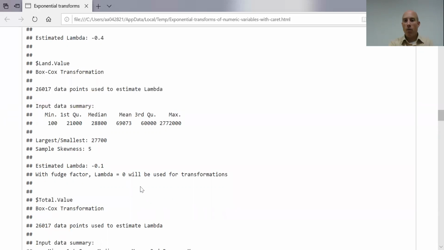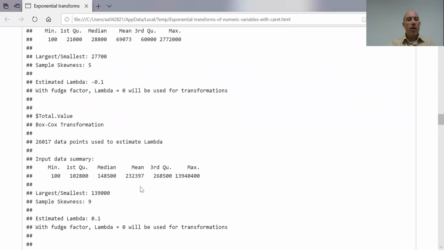I didn't notice that before I talked about it. Now for total value, I'm looking through. I see that this looks rather skewed to me more than likely. And how am I picking up skew? I'm looking at the range of values here. How far apart are they?